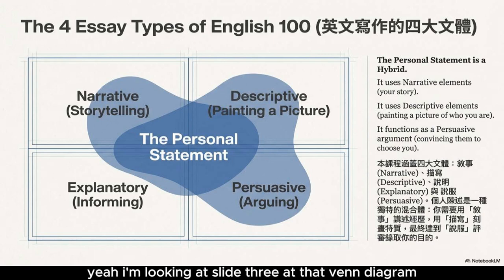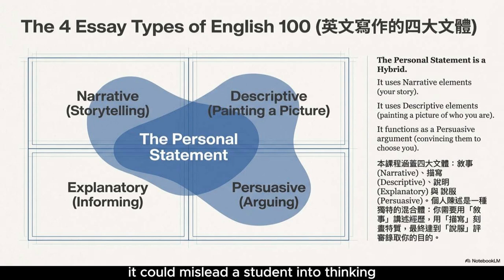Yeah, I'm looking at slide 3, at that Venn diagram. It's got 3 equal-sized overlapping blobs for narrative, descriptive, and persuasive. And visually, it's green, I get it, but I worry about the logic it implies. Right. By making them all the same size, it suggests the writing process is like a recipe. 1 cup of story, 1 cup of description, 1 cup of argument. That's the core weakness right there.